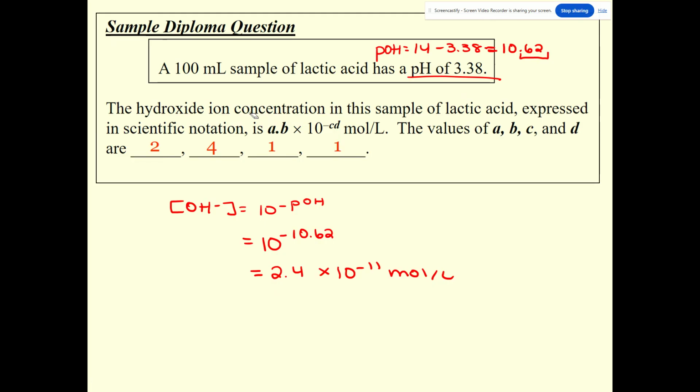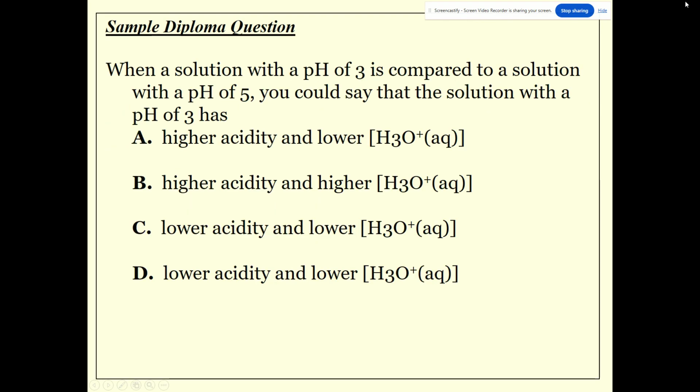Okay? And then the second sample diploma question, you have a solution with a pH of 3 compared to a solution with a pH of 5. The solution with a pH of 3, so the lower the pH, the more acidic it is. When it's more acidic, it has more hydronium ions. So the answer would be B.